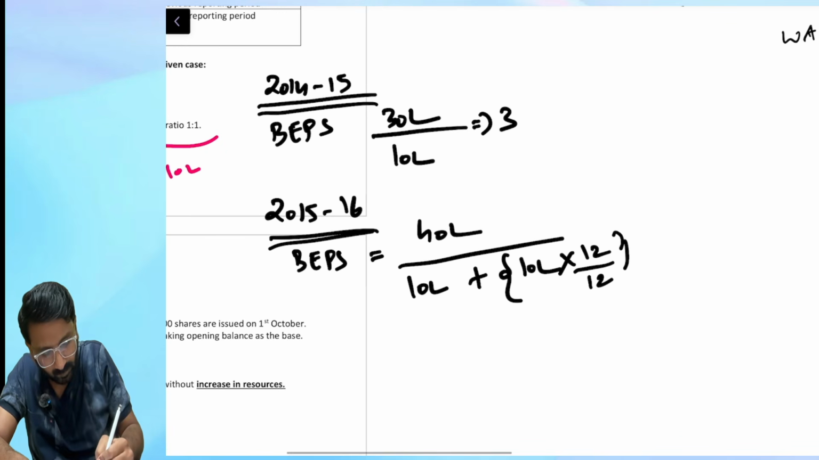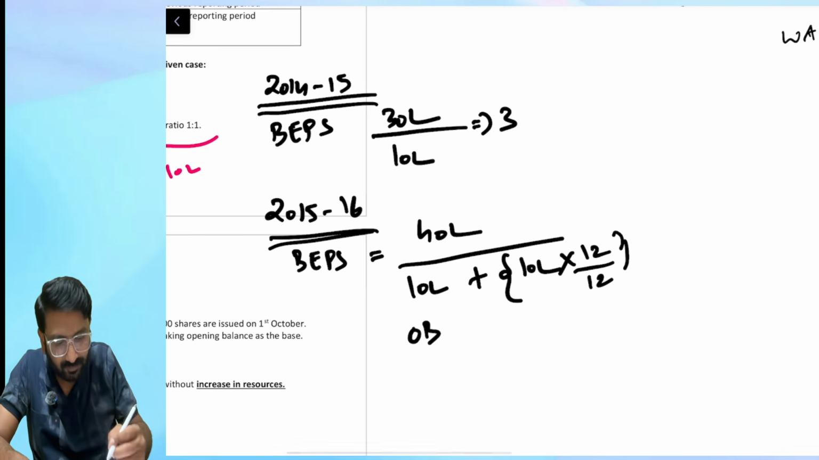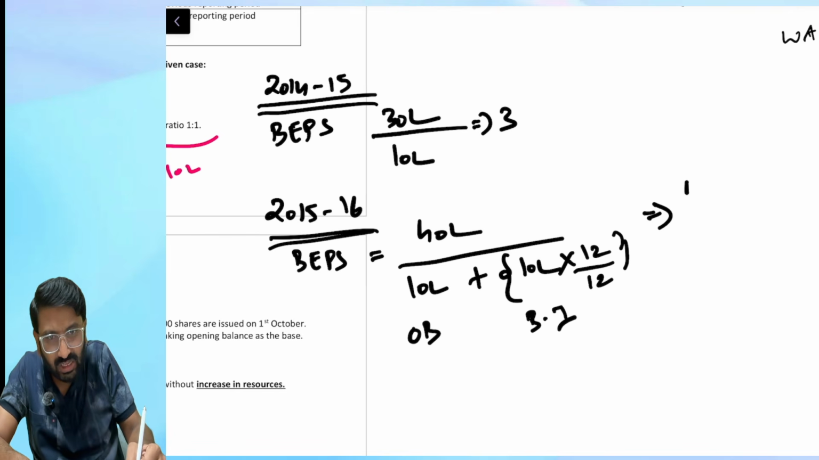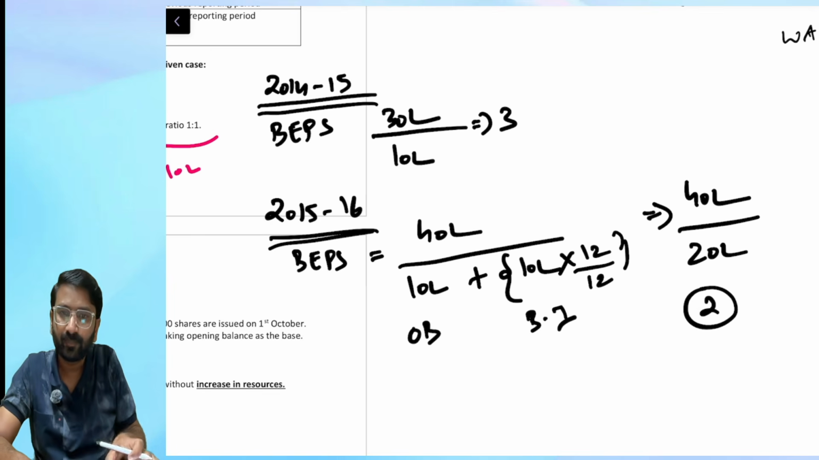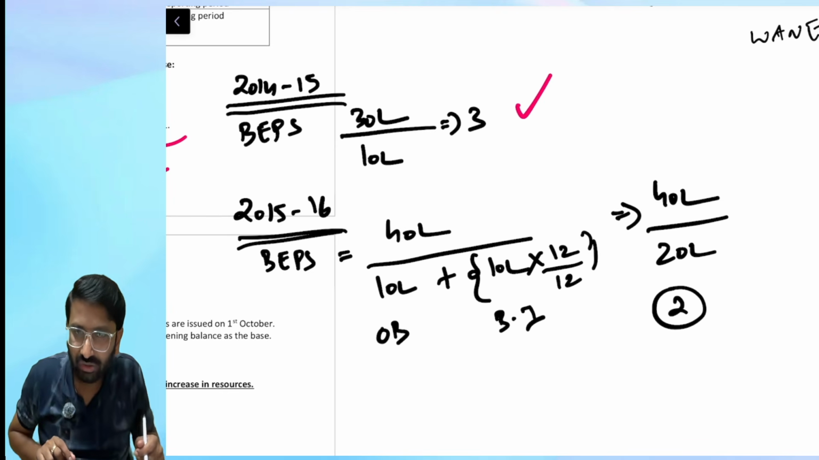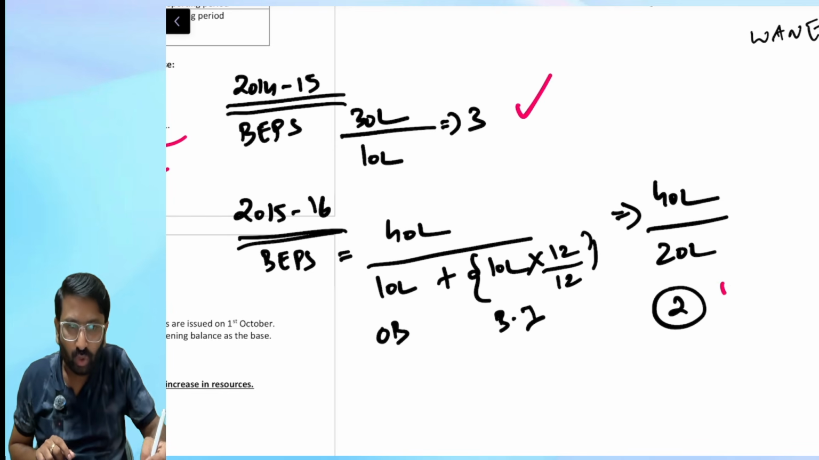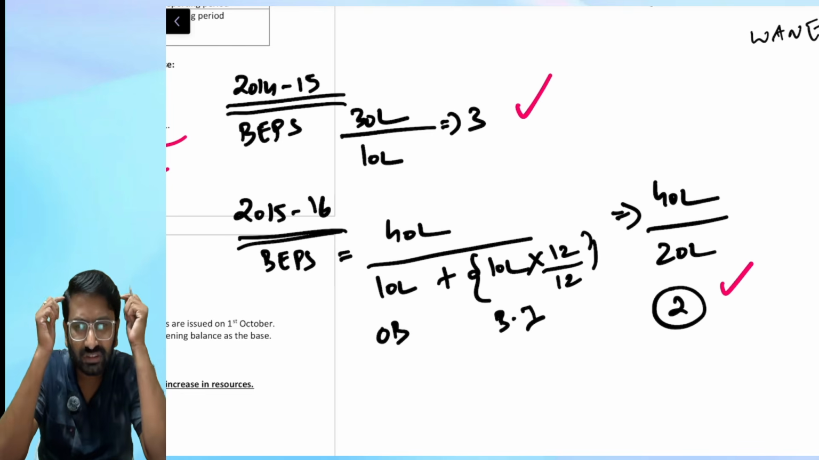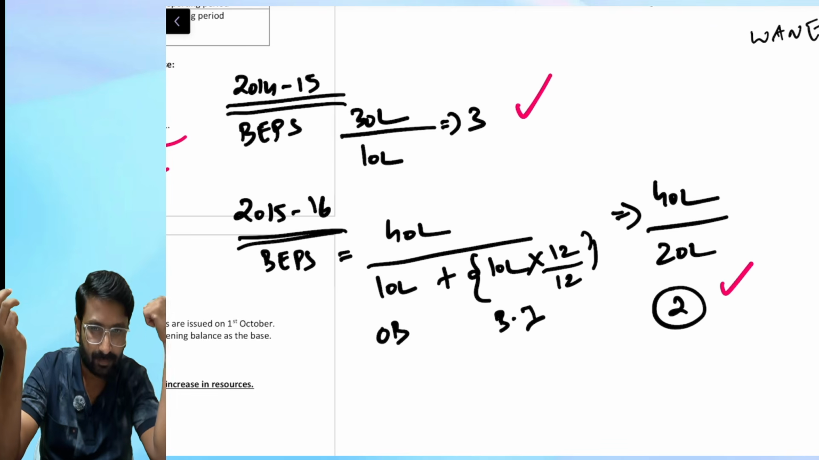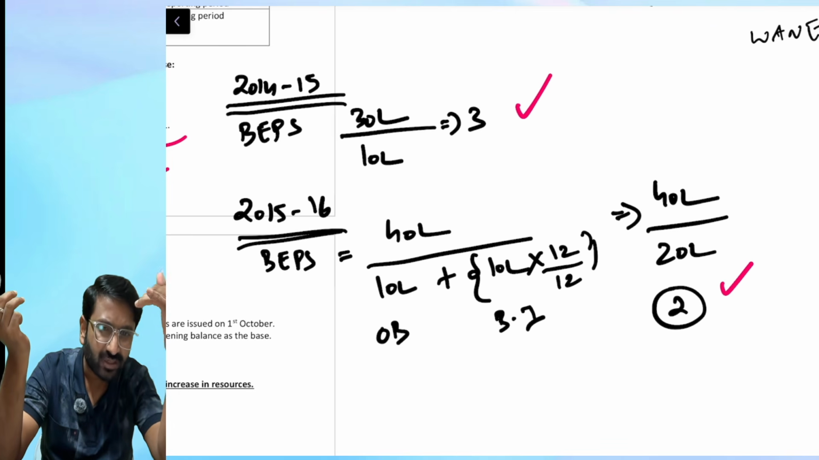Now, can I say this is the opening balance? This is the bonus issue. Now, if I calculate the EPS, that will give me 40 lakh divided by 20 lakhs, 2 rupees. Correct? Okay. Now, what is the EPS we reported in the last year? 3. What is the EPS we are going to report now? 2. Now, if somebody looks at the final account, so what do they think? Last year EPS is 3. This year my EPS has become 2.